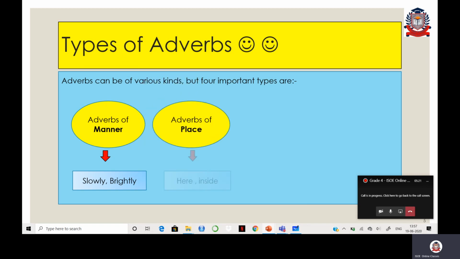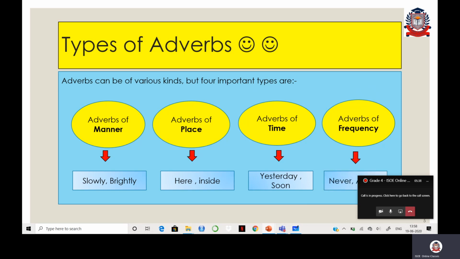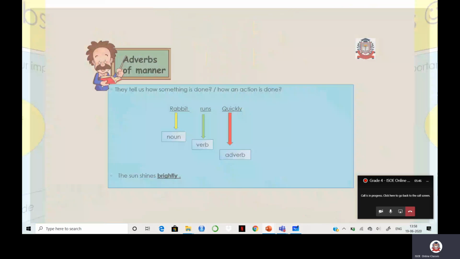The second is adverbs of place, with the examples here and inside. The third is adverbs of time, and the examples are yesterday and soon. The fourth one is adverbs of frequency, and the examples are never and always. Now, these are the 4 types of adverbs. The first is adverbs of manner. We'll discuss that first.